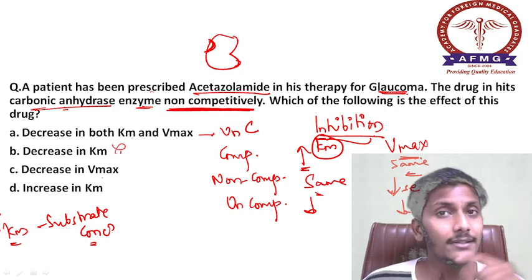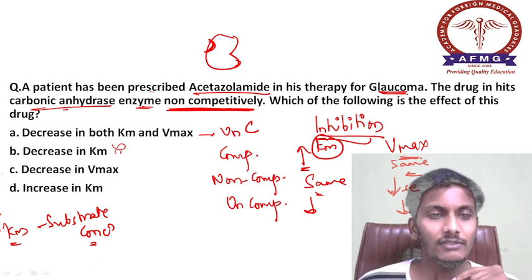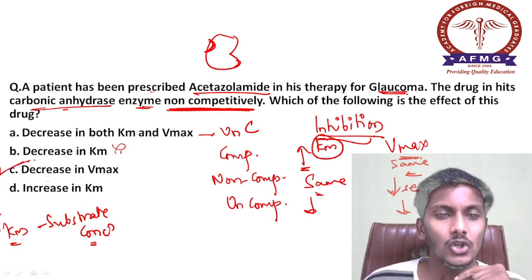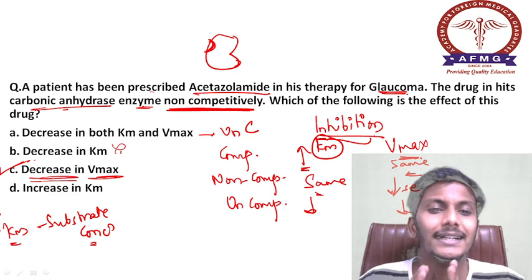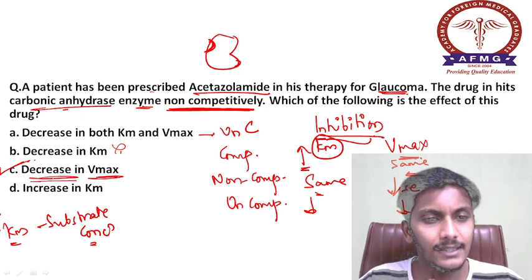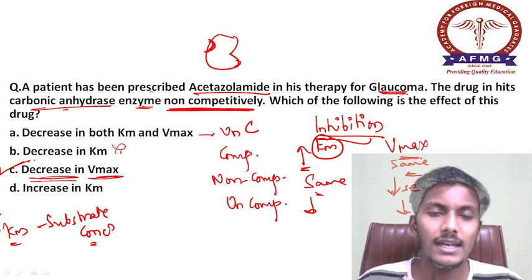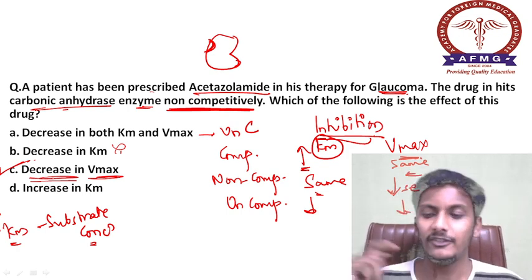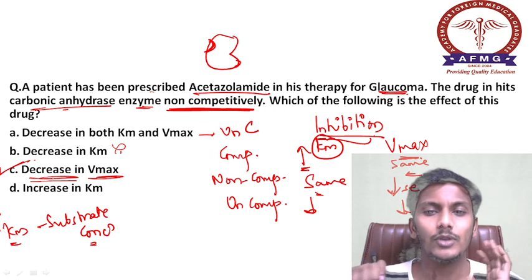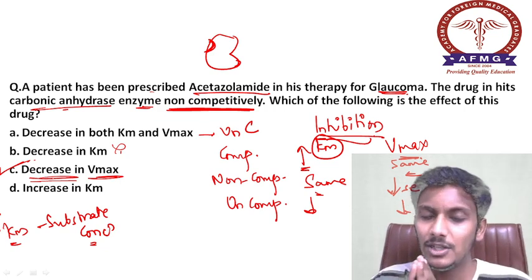Option C, decrease in Vmax. Decrease in Vmax is seen in non-competitive inhibition. So please remember, option C is the right answer. Decrease in Vmax is seen in cases of non-competitive inhibition, whereas the Km remains same, and increase in Km is seen in competitive inhibition. So I hope this was pretty clear. So please remember, inhibition is very much important.